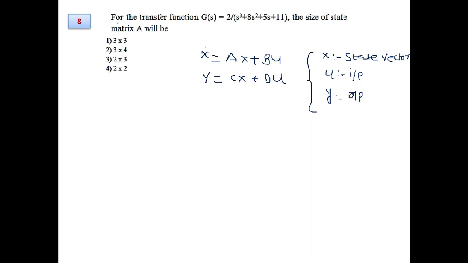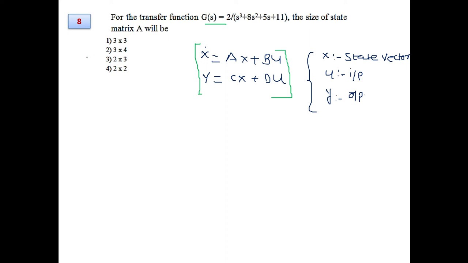Next, question number 8. The transfer function G(s) is given, and the size of its state matrix is asked. So the order of the state transition matrix is to be obtained. So for this given system, there are 3 poles in this loop transfer function, and since it will be a square matrix, whenever you write the state equations, these are represented in this form, where x represents the state vector, u is the input, and y is the output.